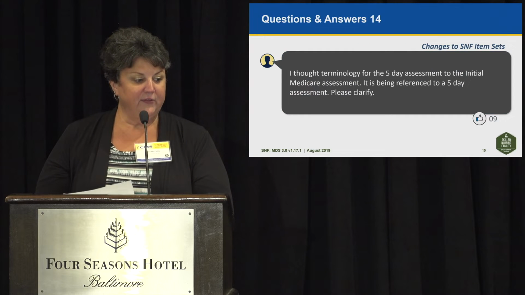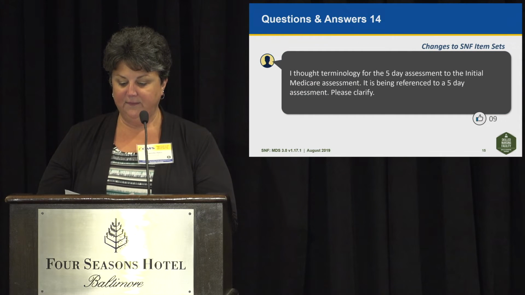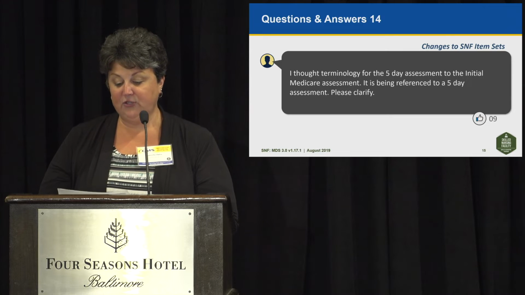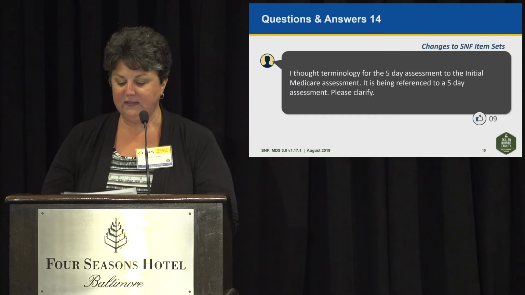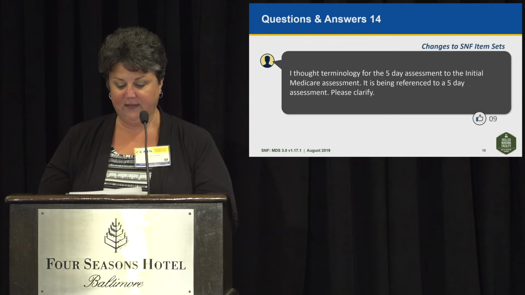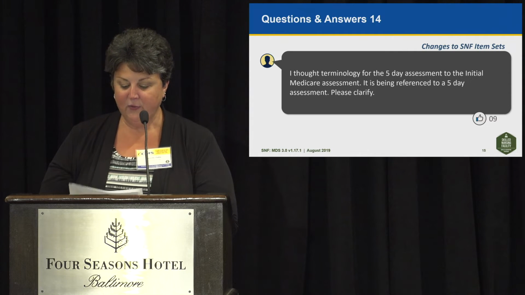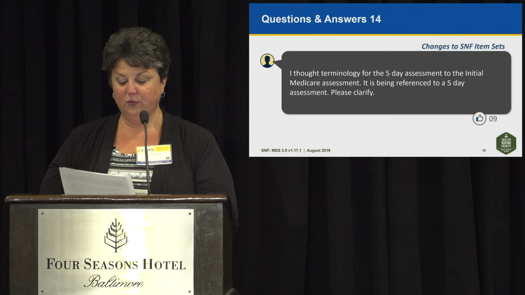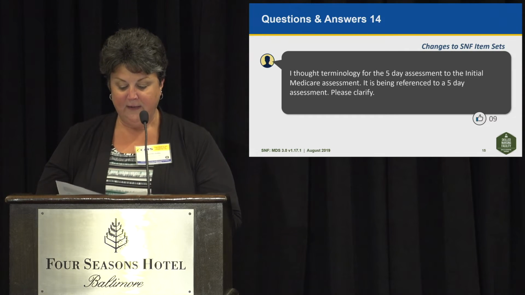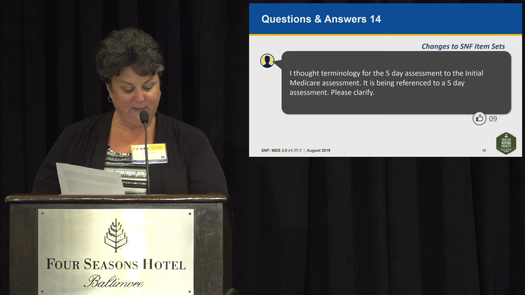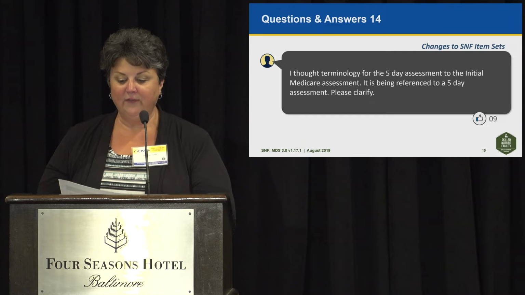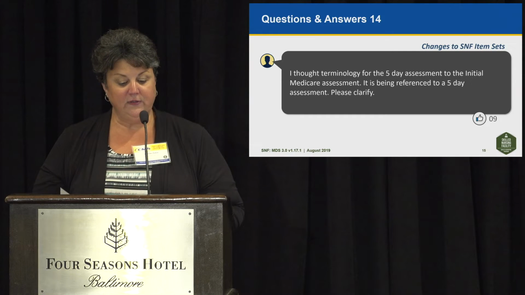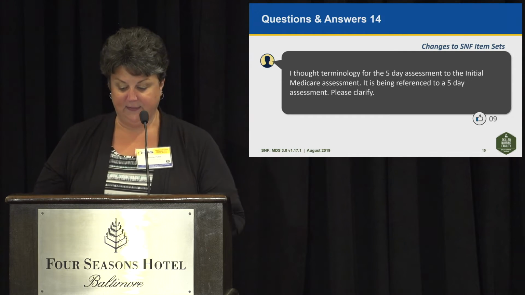Next question. I thought the terminology was changed for the 5-day assessment to the initial. Is it being referenced as a 5-day only? Please clarify. The name of the 5-day remains the 5-day PPS assessment. The reason why initial Medicare assessment was used in the rule is because it's a more generic phrase. The 5-day is the initial Medicare assessment. For example, if the name 5-day were to change in the future, whatever name of that assessment is would still be referred to as the initial Medicare assessment.